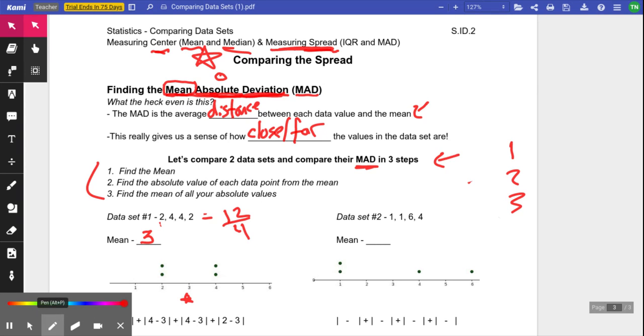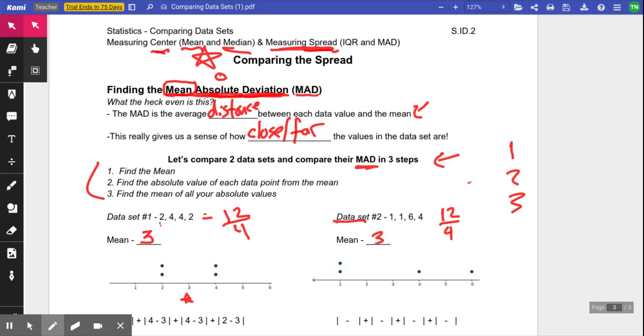My next one here, data set number 2, I'm going to add these 4 values. 1 plus 1 is 2, plus 6 is 8, plus 4 is 12, okay? And again, I have a total of 12. And from there, I'm going to divide it by 4. And I'm also going to get a mean of 3, okay?